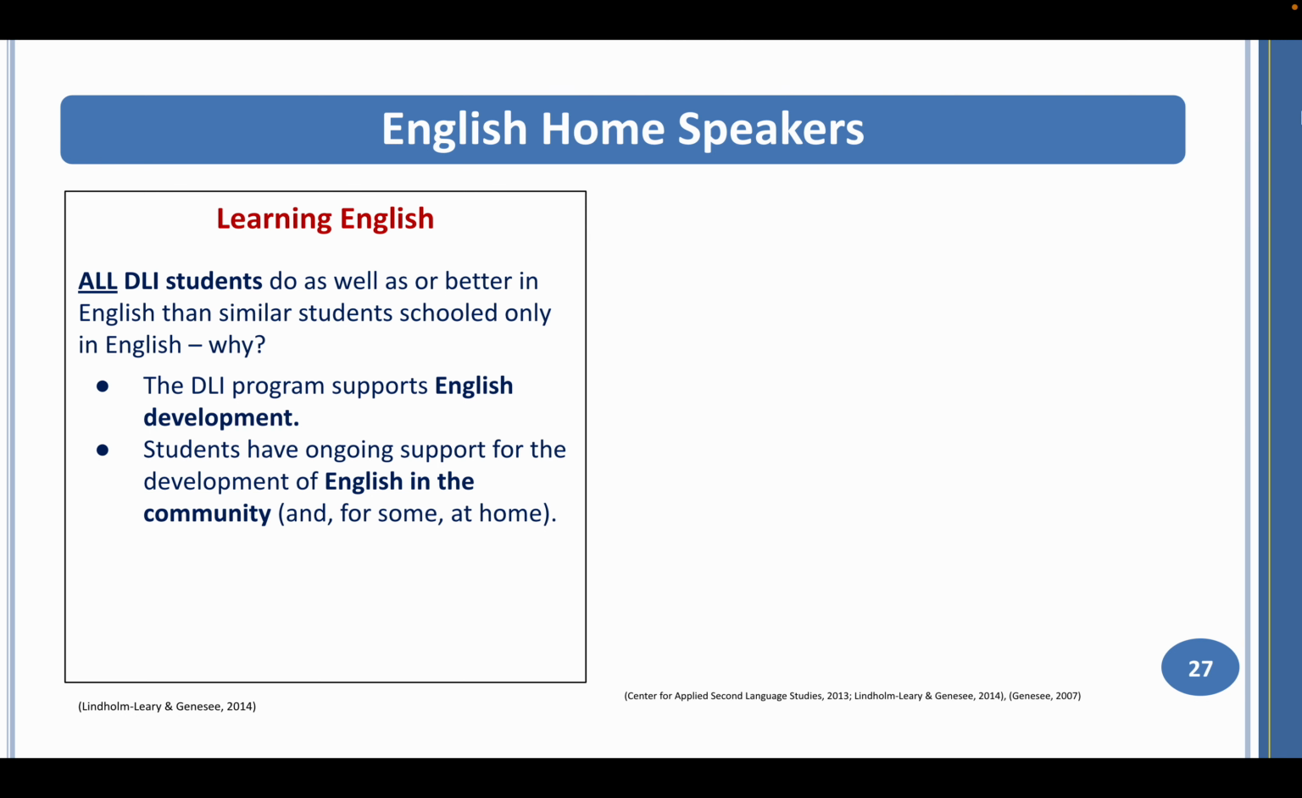How will English home speakers progress through the 2 languages? When it comes to learning English, we have to remember what we learned in session 1. All DLI students do as well or sometimes better in English when compared to similar students who studied in an English-only school. Why? Because the DLI program supports English development for all learners. And English-speaking students have ongoing support for the development of English in the community and for some at home.